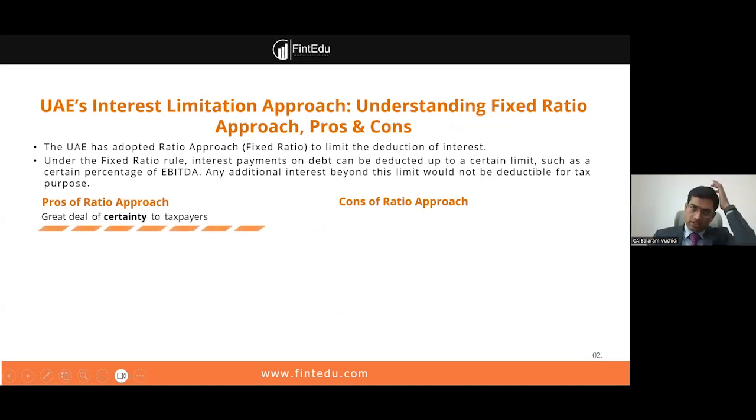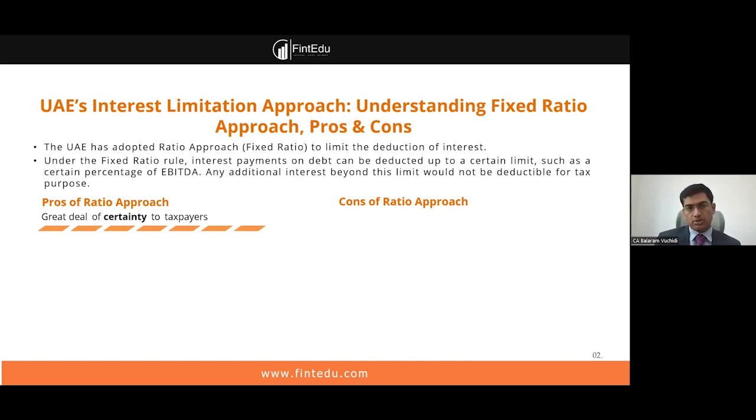So let's look at the interest limitation approach related pros and cons. As I mentioned in my previous slide, the UAE has adopted the fixed ratio approach to limit the deduction of interest. So they have given 30% of your interest on EBITDA as a limit, above which it is not allowed to be deducted. The only thing is that you can carry forward into next years up to 10 years, which we will see in future slides also.